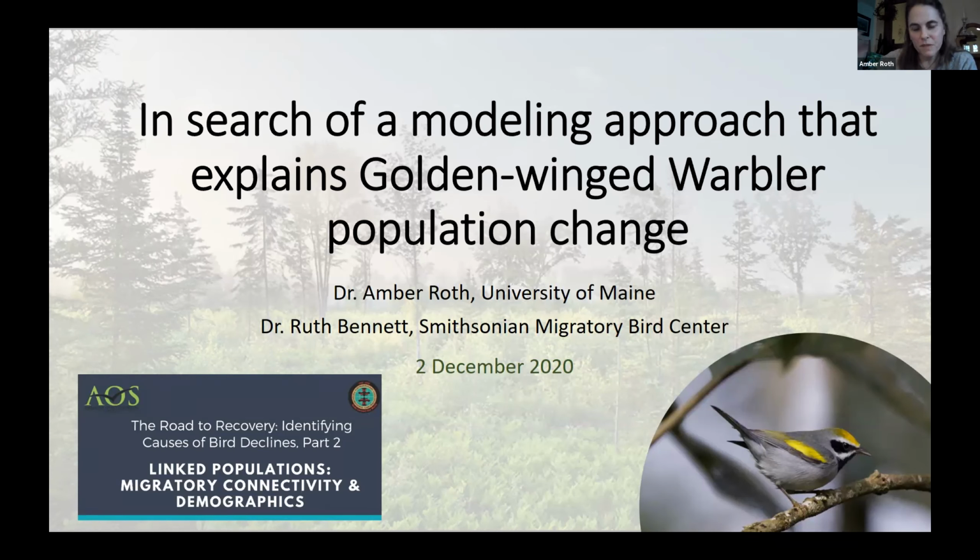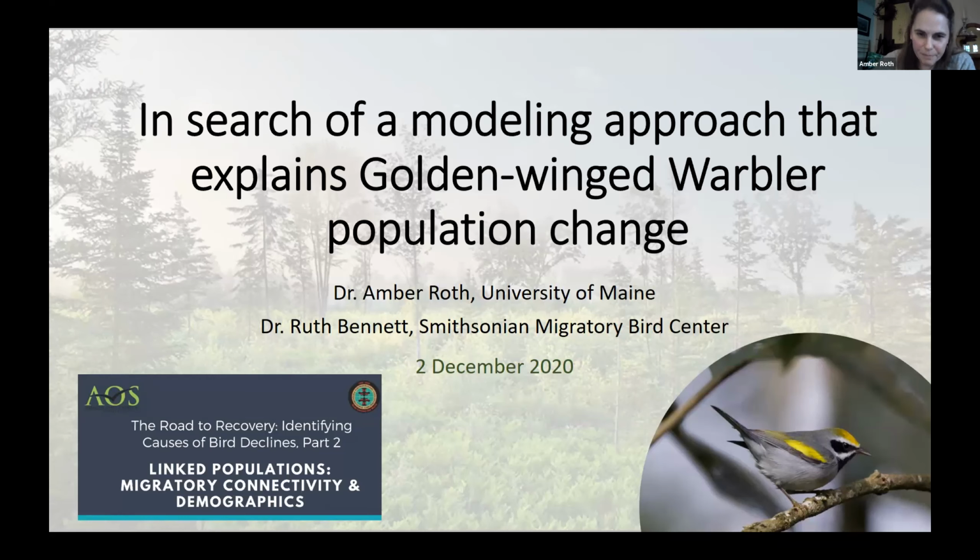When Tom first asked me to give this presentation, he asked if I could tell the story of everything we know about golden-winged warblers and then also present a new project, and I felt like there's no way I can do that in 15 minutes. So I'll do the best I can to tell a story of what we know about golden-winged warblers. I'm going to leave out a lot of details, so please ask questions if there's something you want to know that I gloss over.